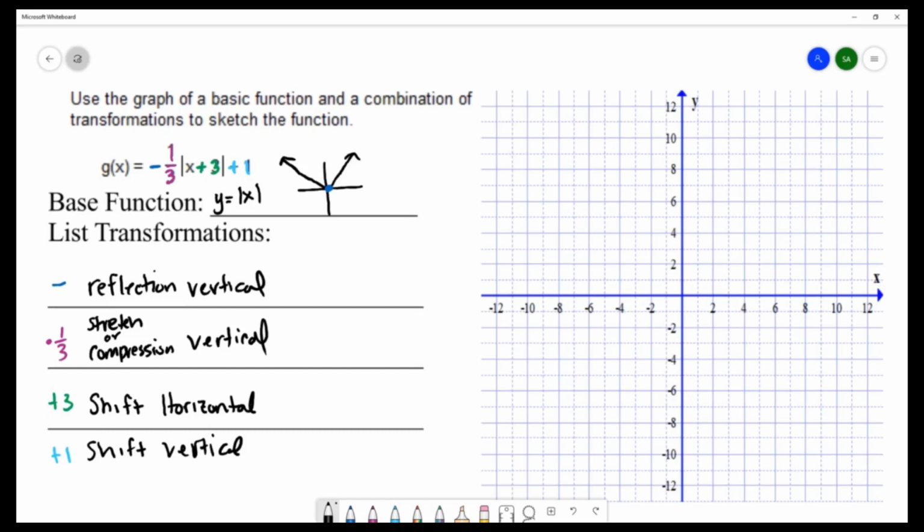So with a vertical reflection, that reflection will be over the x-axis. I've gotten all the information I need about that transformation. For the stretch or compression, because I'm multiplying by a number that's in between 0 and 1, this is going to be a compression. So it's going to be a compression by 1/3, and that's because our number 1/3 is in between 0 and 1.